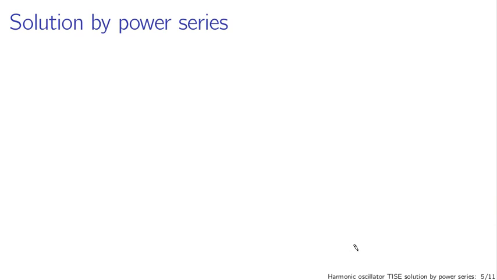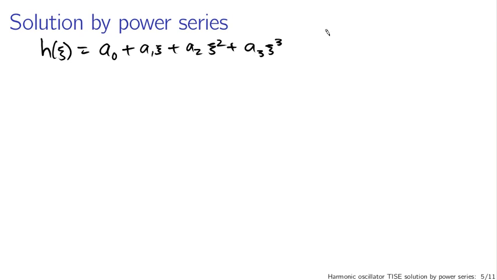Solution by power series essentially proceeds as a guess. What we guess is that our solution, in this case our solution is h of xi, is going to be given by a power series with unknown coefficients, a0 plus a1 xi plus a2 xi squared plus a3 xi to the third power. You get the idea. This sum continues, potentially infinitely, so let's write it as an infinite sum. Sum of j equals 0 to infinity of a sub j xi to the j. This is our general solution, and if we knew all of these coefficients, we would know everything about our solution.